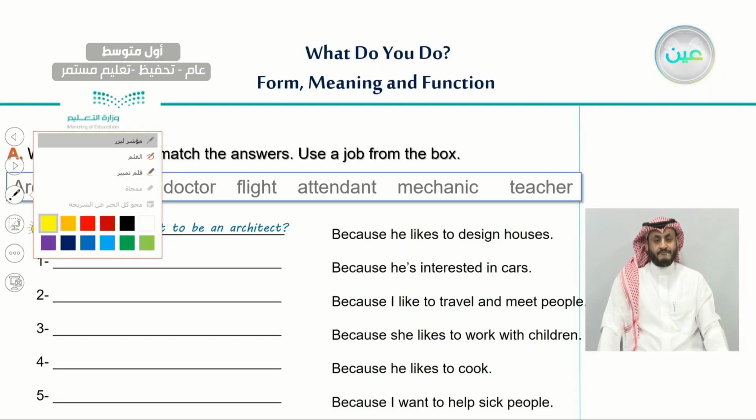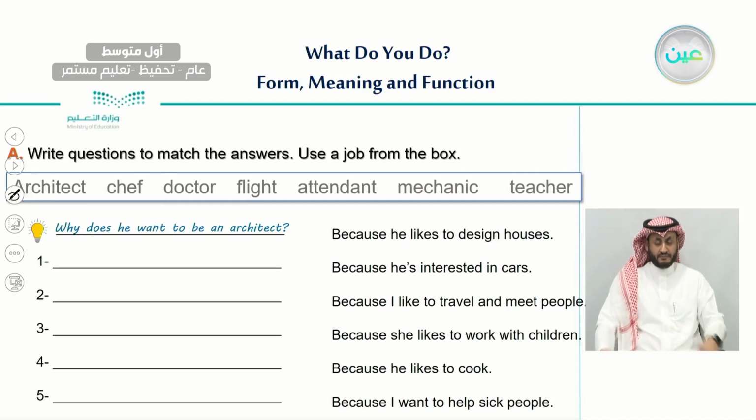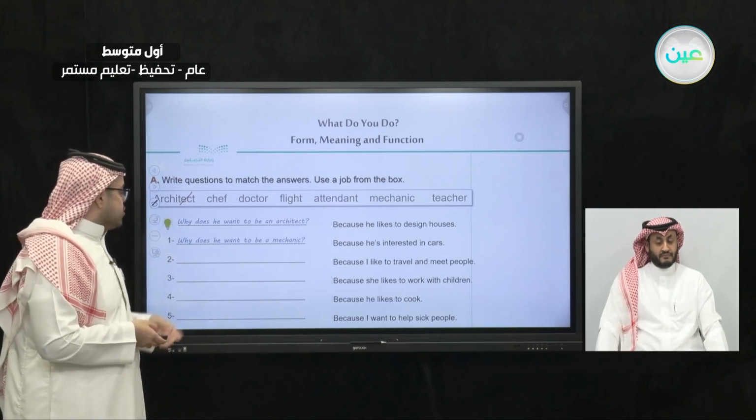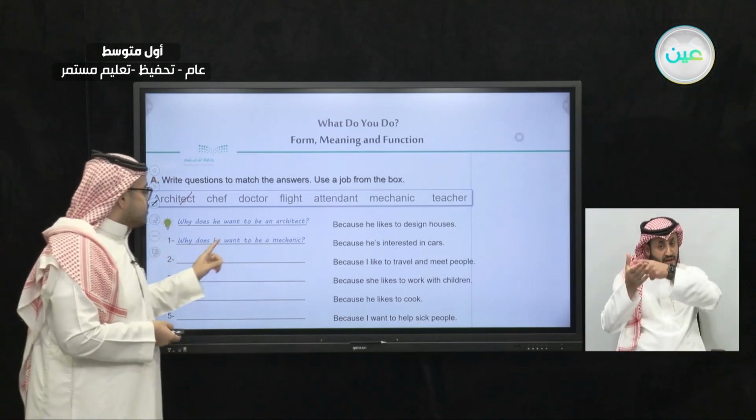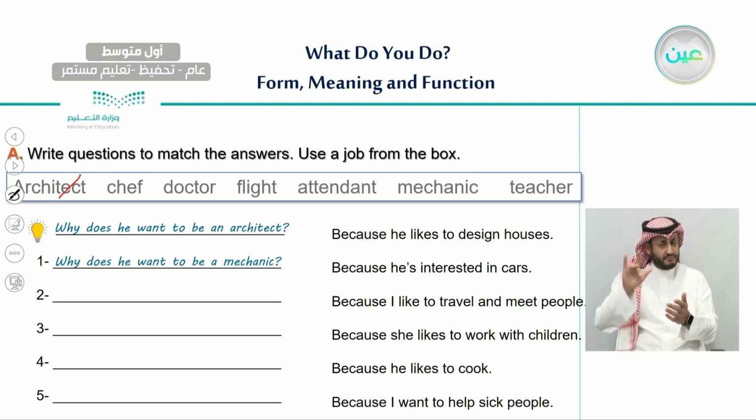So let's read the second one. Because he is interested in cars. The example already used an architect. So what about the rest? Chef, doctor, flight attendant, mechanic, and teacher. What kind of job has the activity of being interested in cars? Very good. Yes, it is mechanic. So the question will be, why does he want to be a mechanic? So here we're going to cross out mechanic.